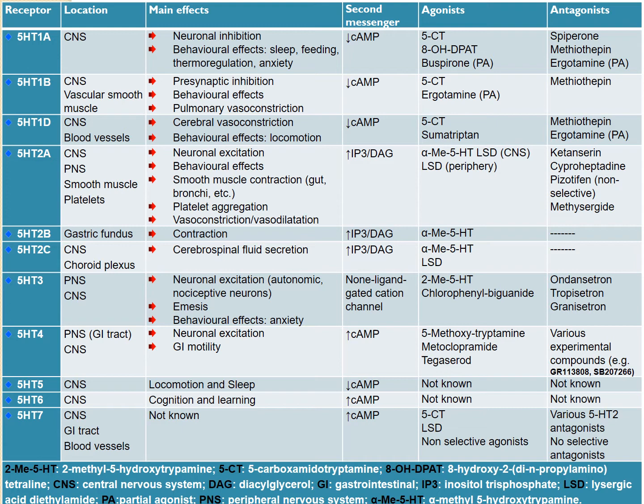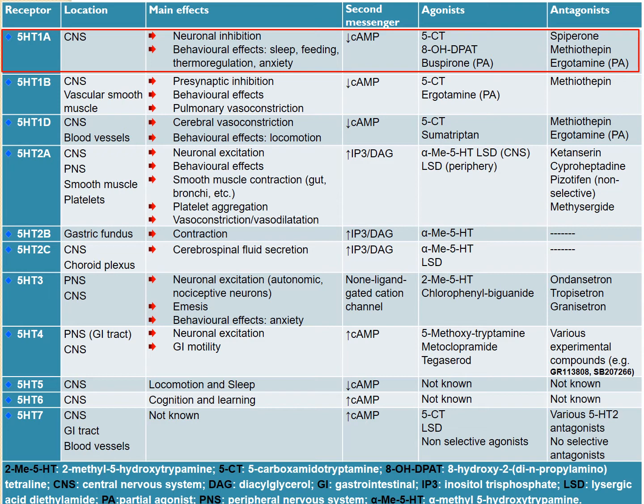Let us start with the first receptor, that is the 5-HT1A. It is located in the CNS and it is mainly involved in effects like neuronal inhibition, behavioral effects, sleep, feeding, thermoregulation and anxiety. The secondary messenger of the 5-HT1A receptor is cAMP and it functions through a decrease in the intracellular concentration of cAMP.